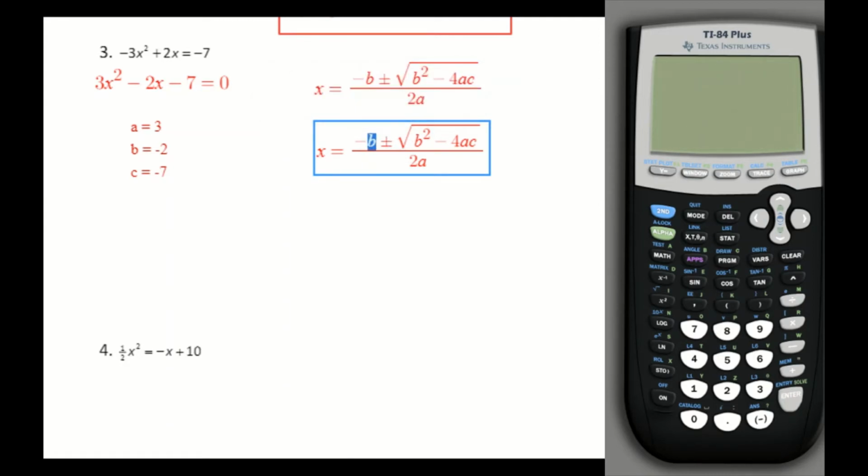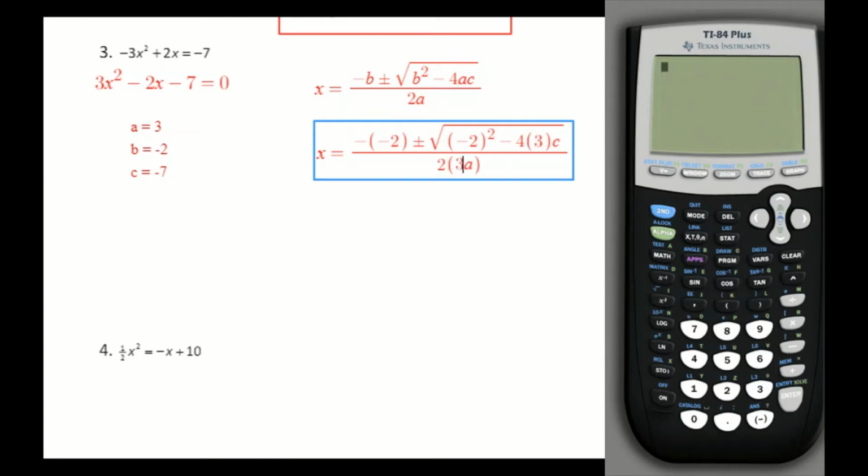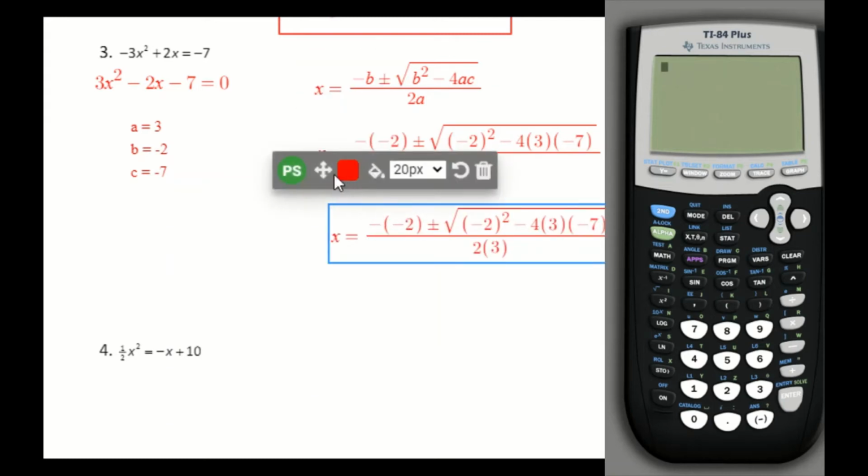Our b is negative 2. Our a value is 3. So we'll plug that in. And our c value is negative 7. Okay. So we're just going to do the same thing here, nothing new. I'm just going to show the simplification on this guy.